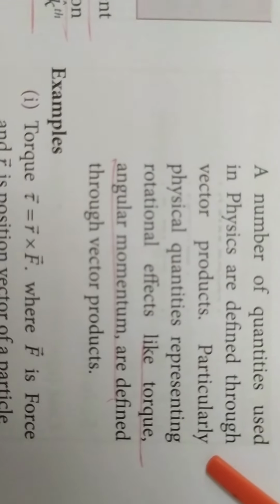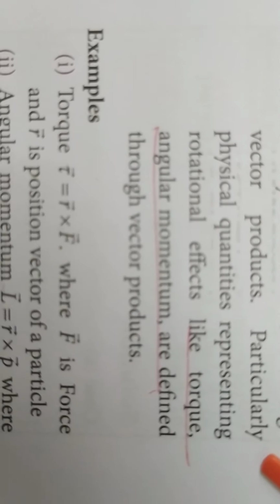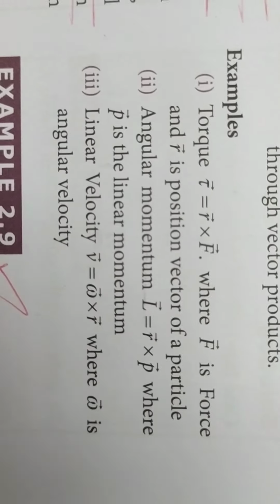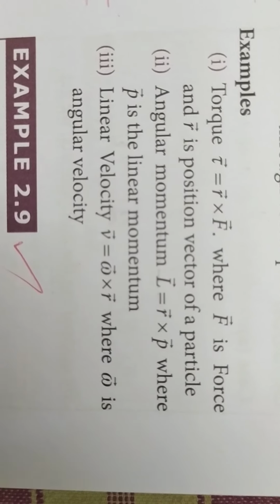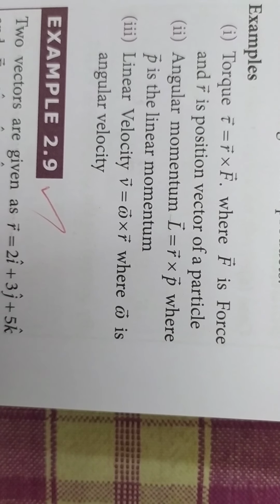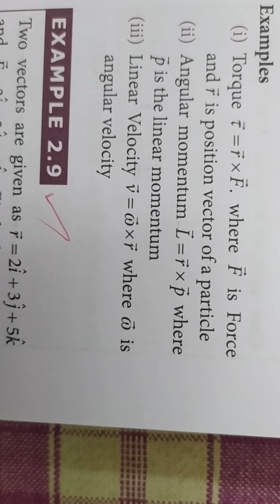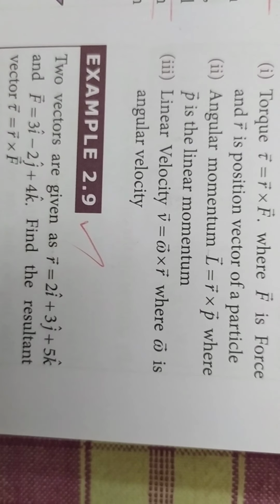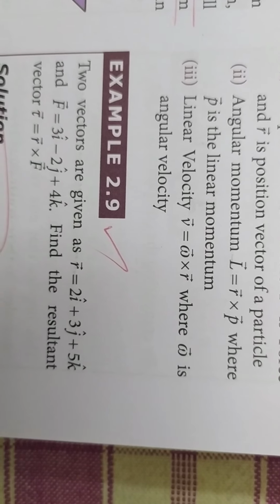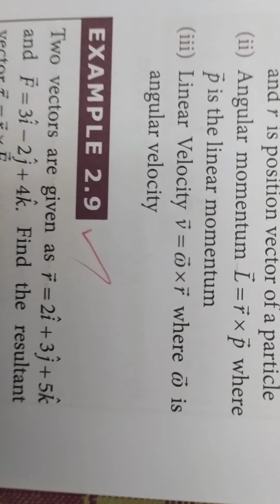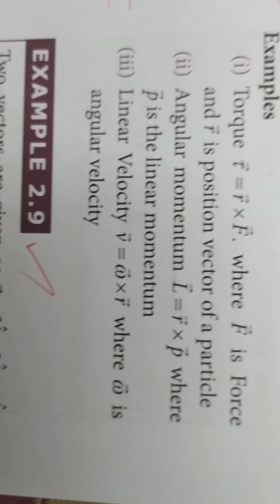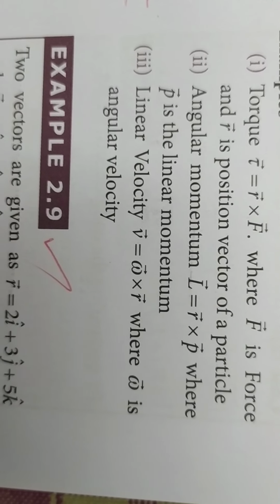So here, for vector product, you have several examples. Torque and angular momentum are vector products. Torque is given by tau vector equals R vector cross F vector, where F vector is the force and R vector is the position vector of the particle. Similarly, angular momentum L vector equals R vector cross P vector, where P vector is the linear momentum, and linear velocity V vector equals omega vector cross R vector, where omega vector is the angular velocity. So these are the examples of cross product or vector product.